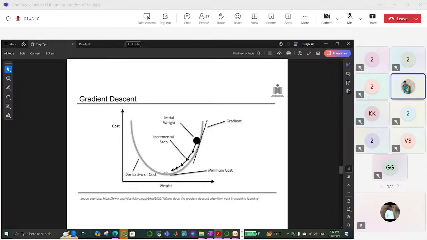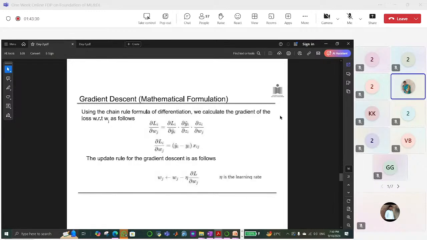And the derivative of the cost. So if we move on to this one, maximum cost, and here this is the minimum cost. So if it starts at the negative side, we will get the minimum cost value. So at this point we can reduce our cost value. So what is the process of gradient descent? We'll see this using the chain rule.